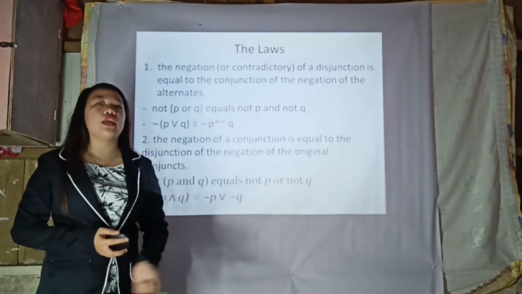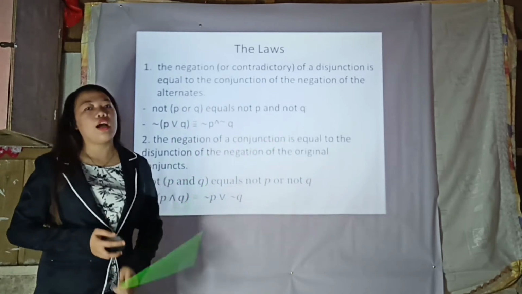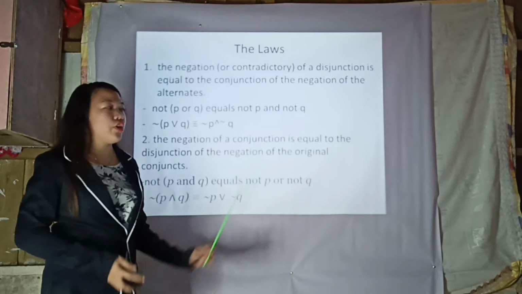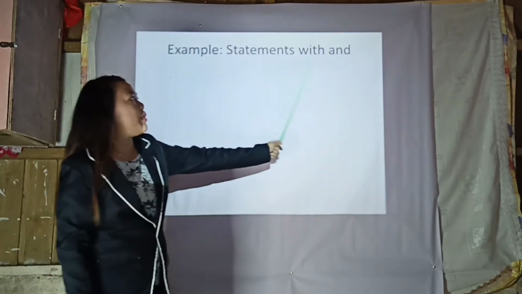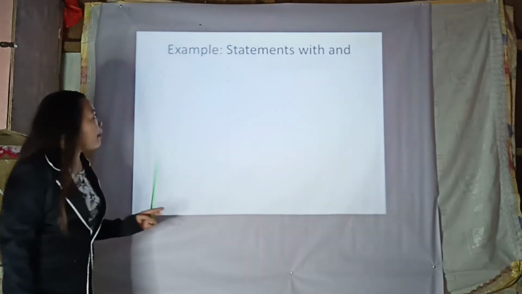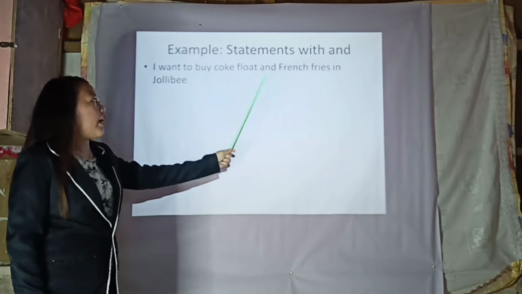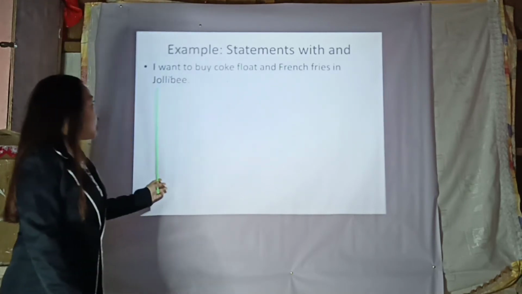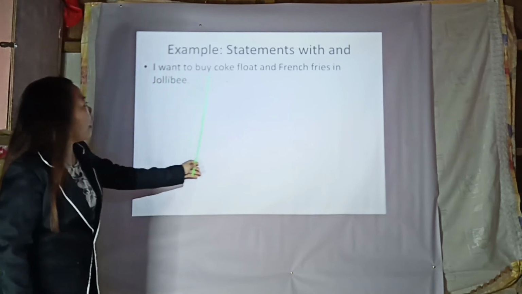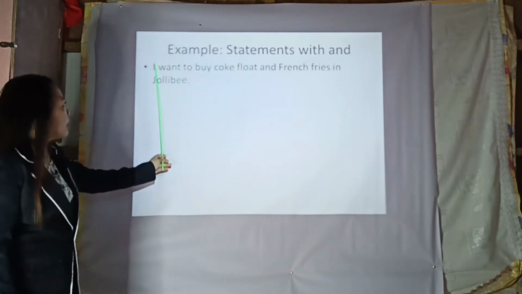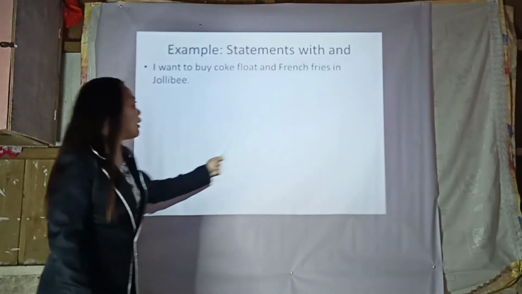Now, let's move to the examples of De Morgan's law for logic. Example statements with "and." For example, "I want to buy Coke float and French fries in Jollibee." This would be the first statement and this would be the second statement.